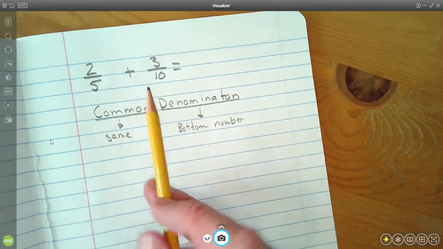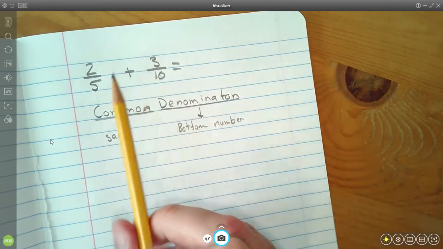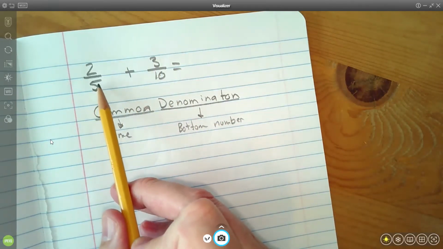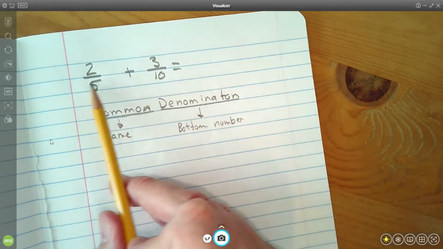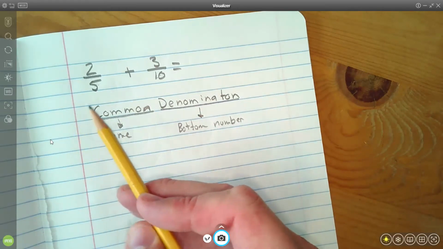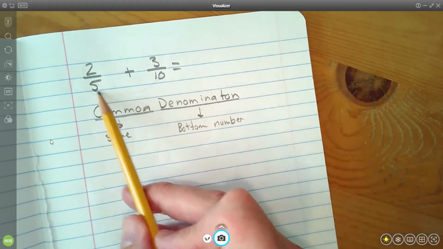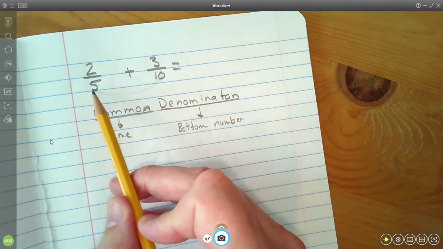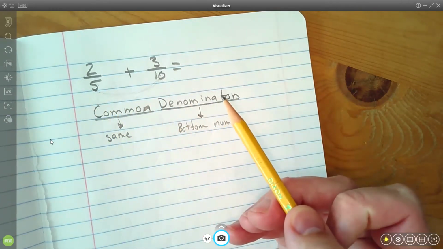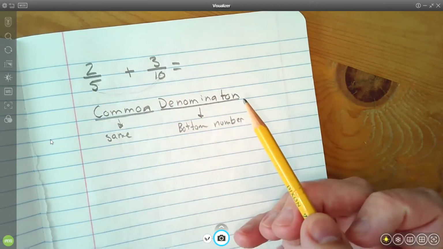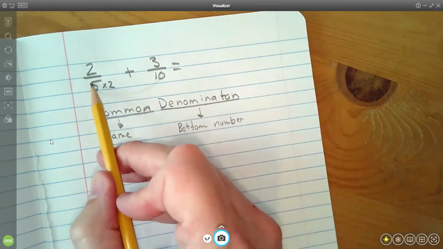So, to find a common denominator, or the bottom number that's the same, I have to think about 5 in like multiples of 5. If I count by 5, and if I count by 10, is there a number that they will both meet at? In this case, 5 can turn into a 10 by counting, no problem. The question you have to ask yourself is, what would I have to multiply 5 by to make it into a 10? 5 times what makes 10? If you said 2, fantastic. So that means I'd have to multiply 5 times 2 to turn it into a 10.